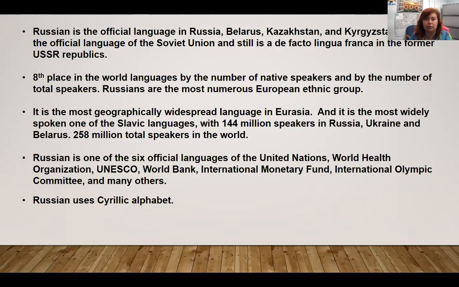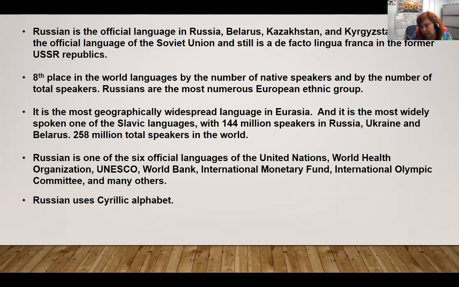So in the world, the Russian language takes the 8th place among world languages by the number of native speakers and by the number of total speakers, number 8. So Russians are the most numerous European ethnic group. And the Russian language is the most geographically widespread language in Eurasia. It is the most widely spoken of the Slavic languages, with 144 million speakers in Russia, Ukraine, and Belarus. And totally, there are 258 million total speakers in the world.